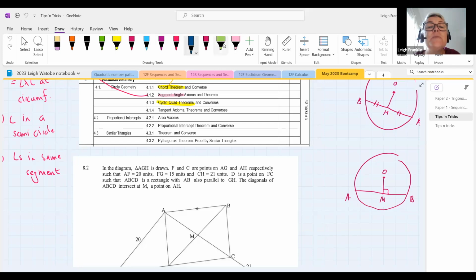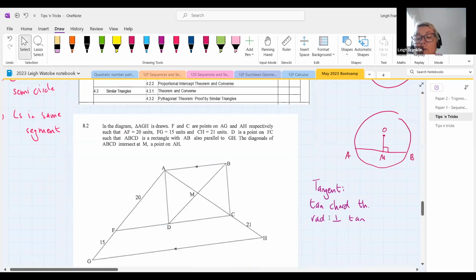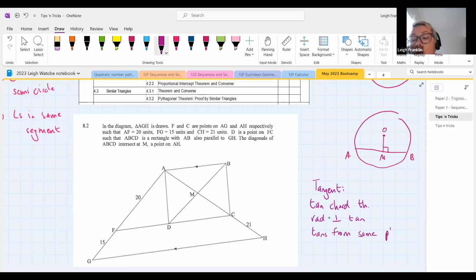Here we are talking specifically about tan chord theorem. Okay, so when it comes to tangents, we are talking about tan chord theorem. We are talking about radius perpendicular to tangent. We are talking about tangents from the same point. And we can also, I suppose, bring in here converse tan chord theorem.